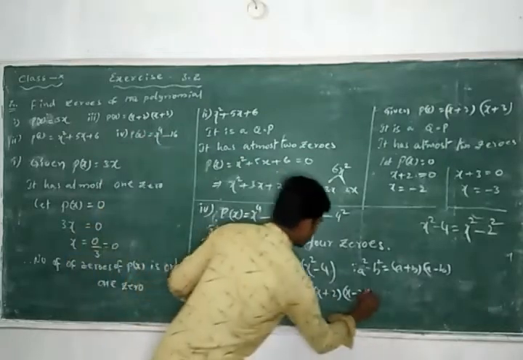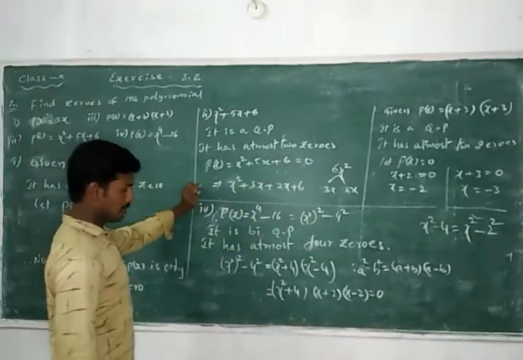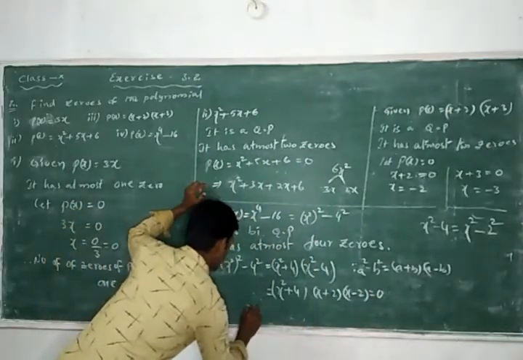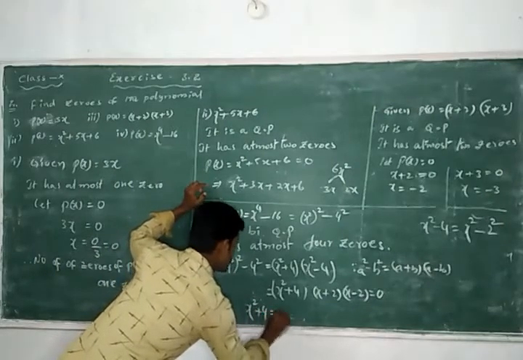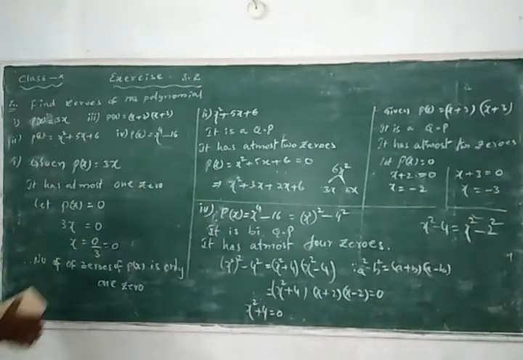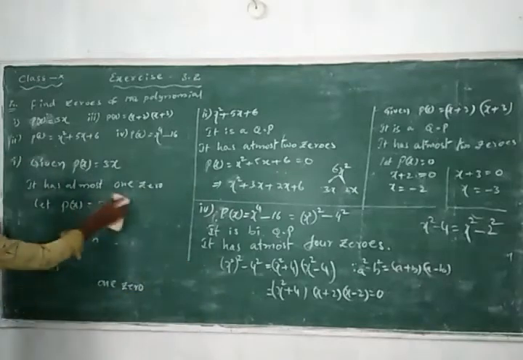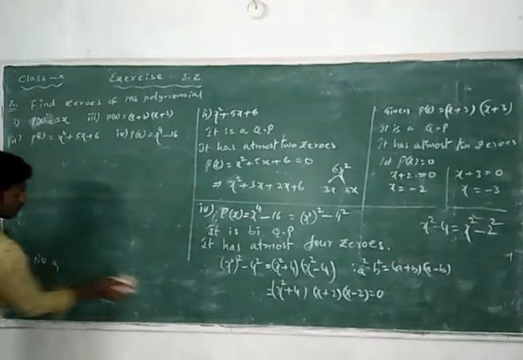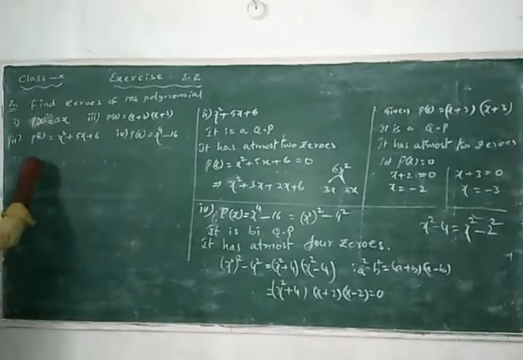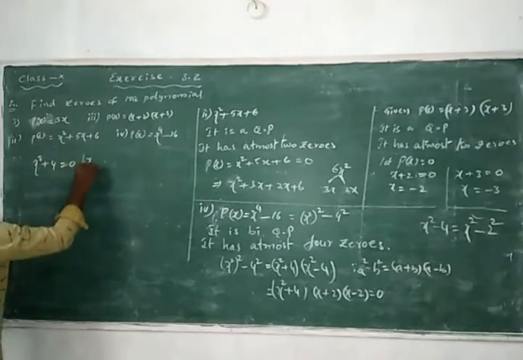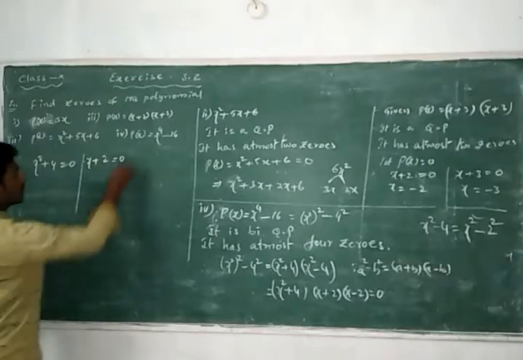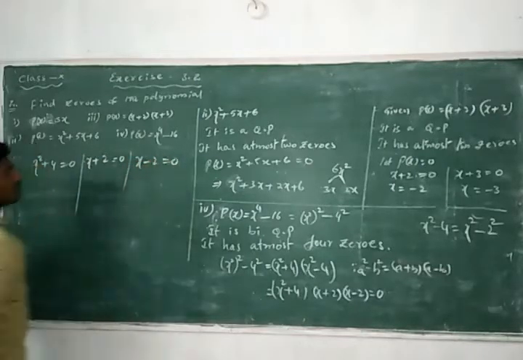Now take P of x is equal to 0. That's why you can write that. Therefore x square plus 4 is equal to 0, then x plus 2 is equal to 0, then x minus 2 is equal to 0. I am writing this here.